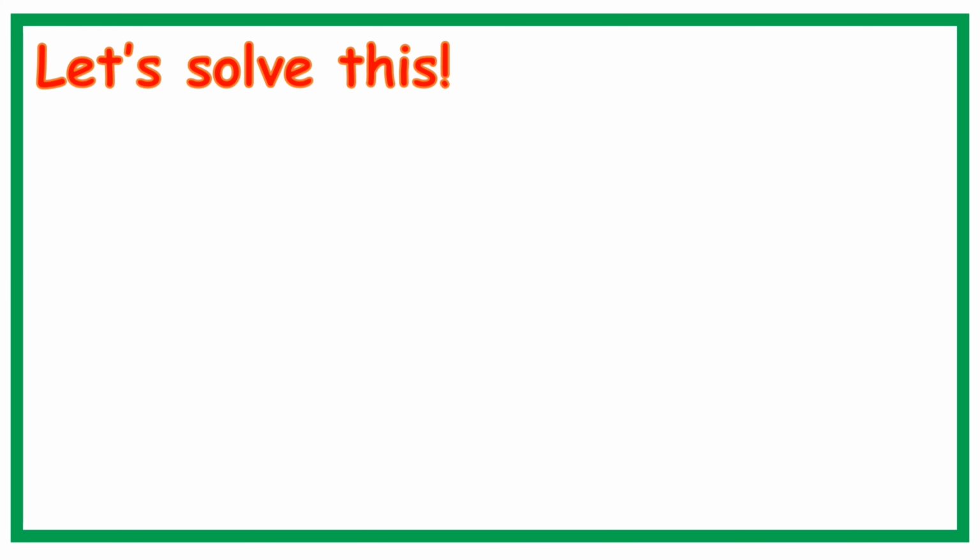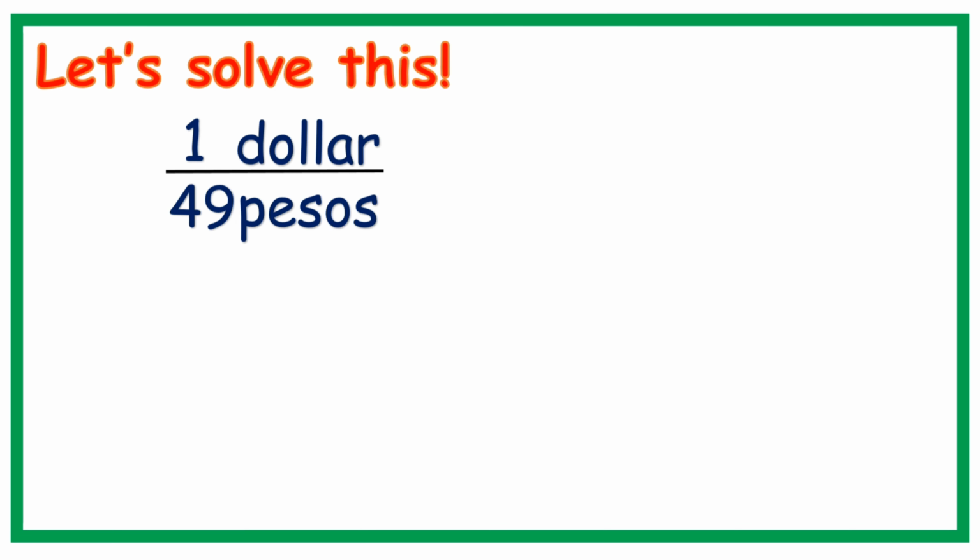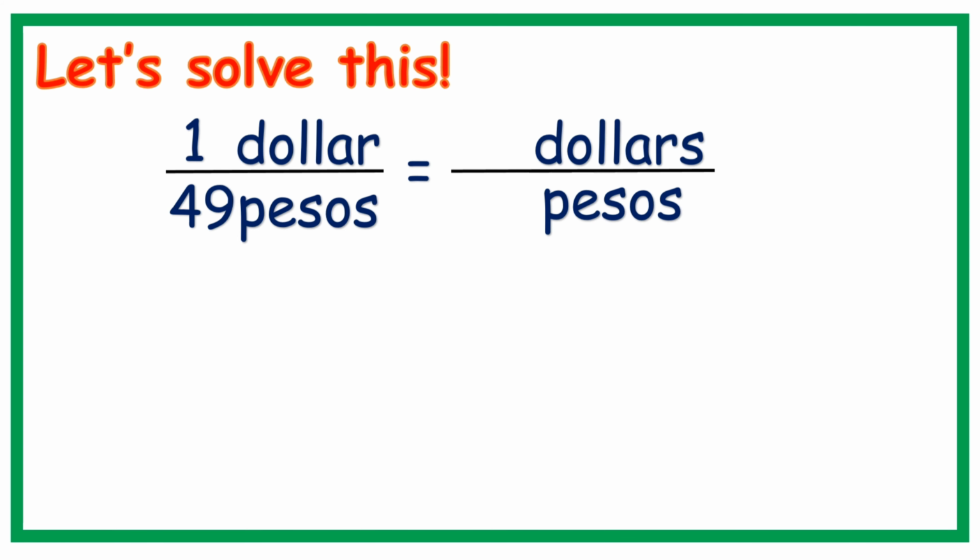Let's solve this. We have the given $1 equals 49 pesos. Equals, okay, let's copy dollar and pesos, okay? So the given, we have $20, and we need to know the equivalent amount in pesos. So let P stand as the variable, okay? So what's our next step?